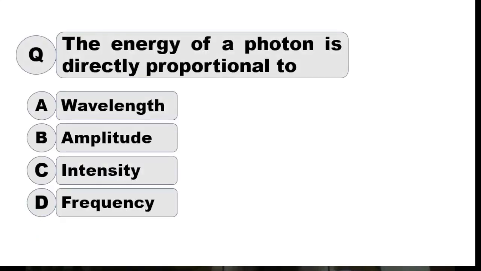The energy of a photon is directly proportional to: A. Wavelength, B. Amplitude, C. Intensity, D. Frequency. The right option is option D, frequency.